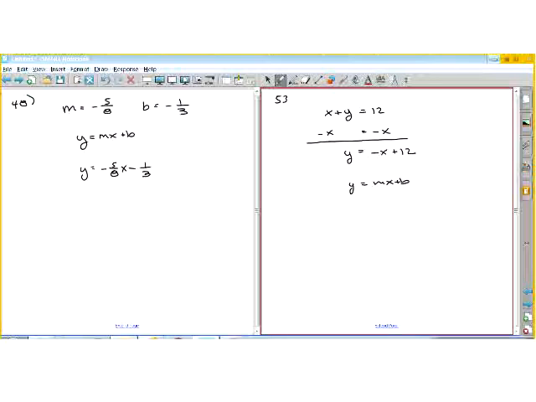So all I have to do is just look. So here, of course, the slope is not negative. Anytime it's a negative, it means it's -1. And b is equal to 12.